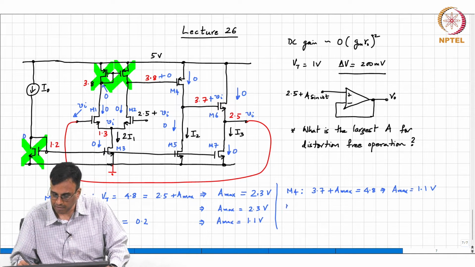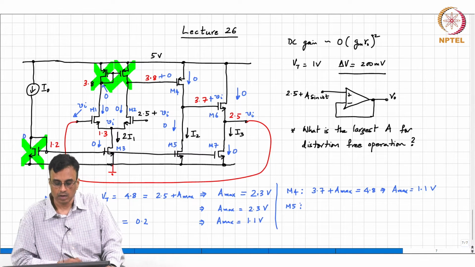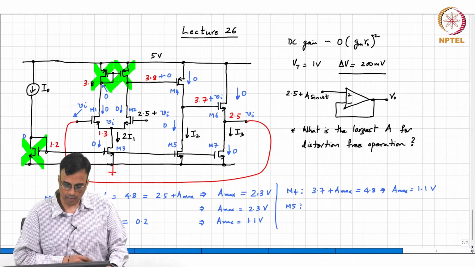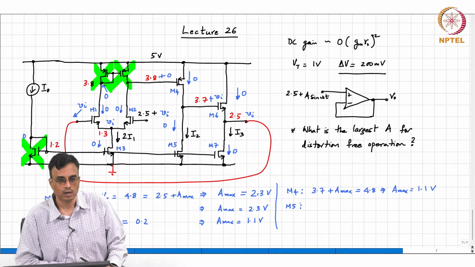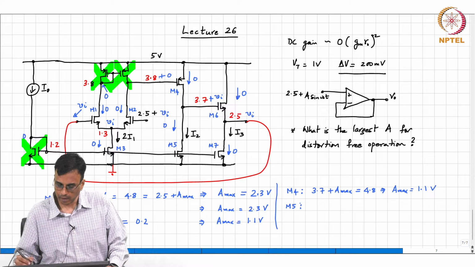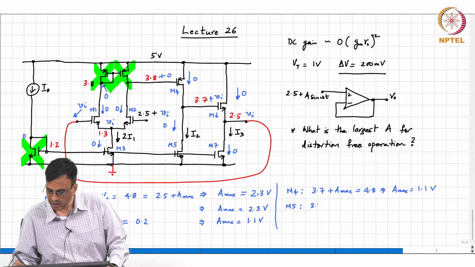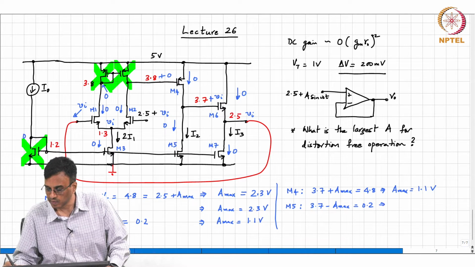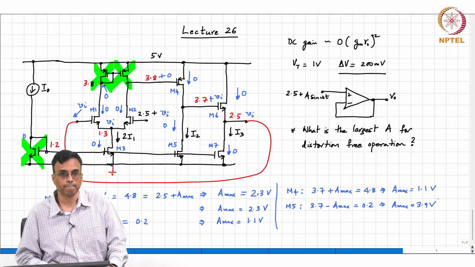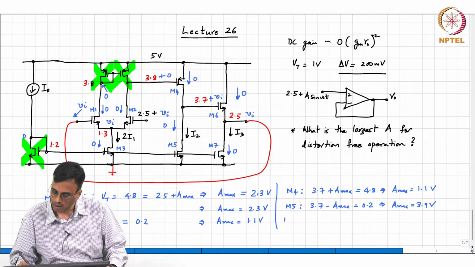What about M5? What is the lowest voltage that the drain of M5 can go to? That is basically 3.7 minus A max, which must be equal to 0.2 volts, which basically means that A max is 3.9 volts. Sorry, 3.5.